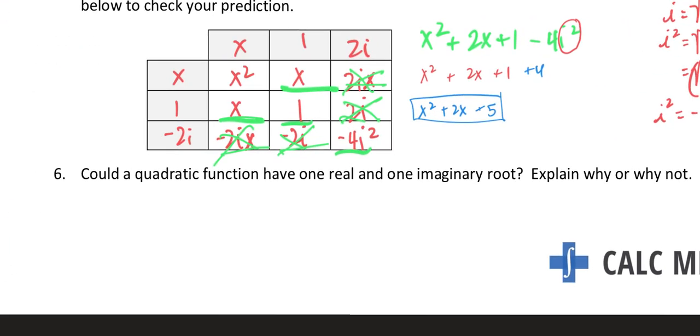Okay. Number 6, could a quadratic function have one real and one imaginary? Explain why or why not. The answer is no, because when we're working with square roots, we're always going to get a plus or minus answer.